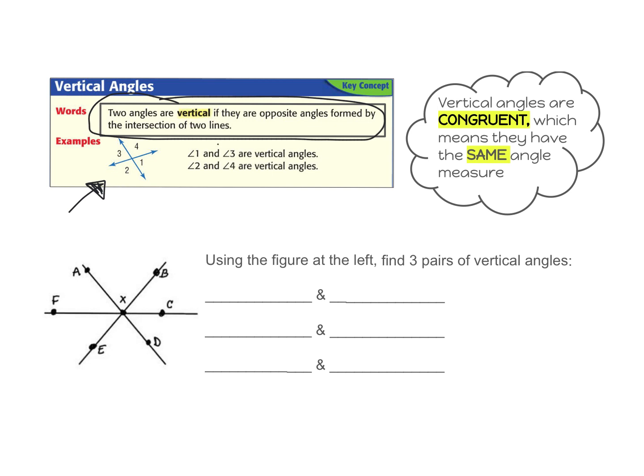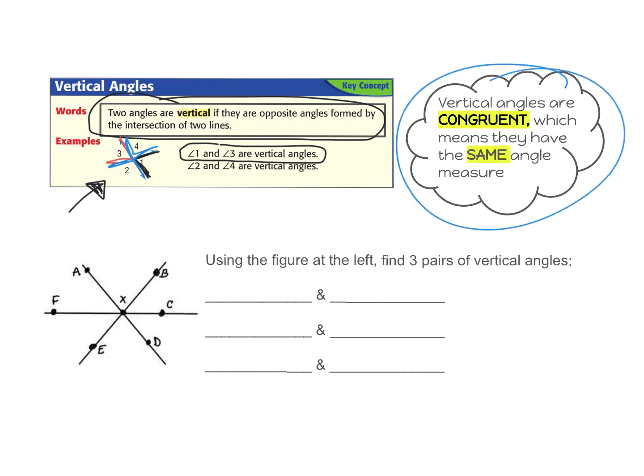So we can see that 1 and 3 are vertical angles. So 1, and then 3 are vertical because they're opposite, and they have the same angle. And then we can see that the other ones, 2 and 4, so the red and the black are vertical, and then both of the blues are also vertical, and they're also the same. So vertical angles are congruent, which means that they have the same angle measure.